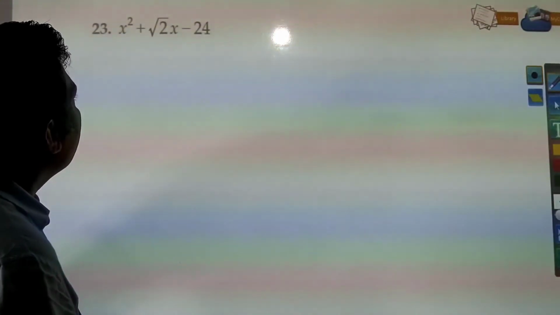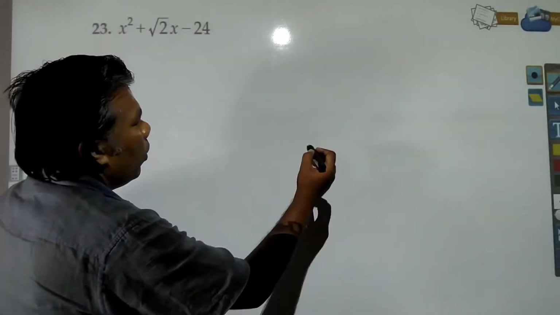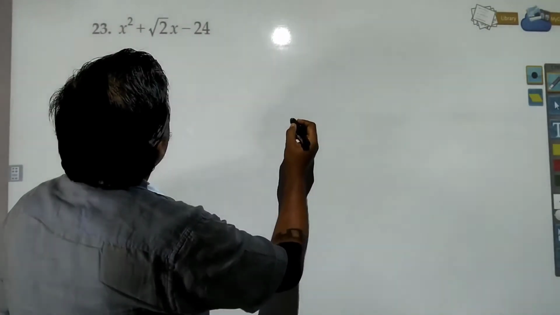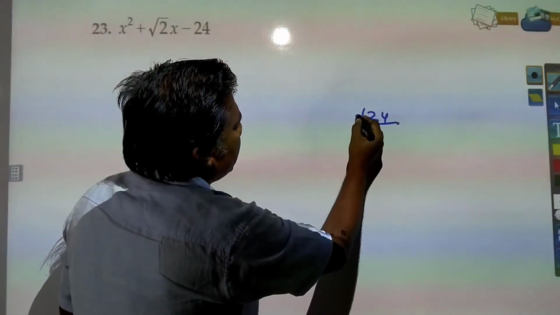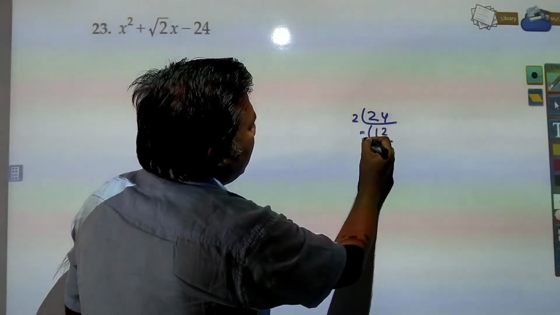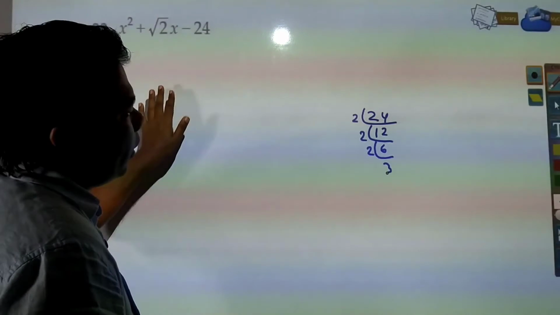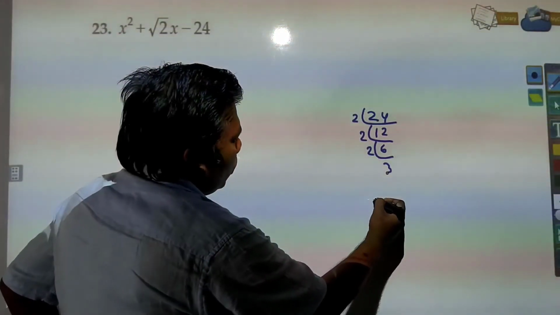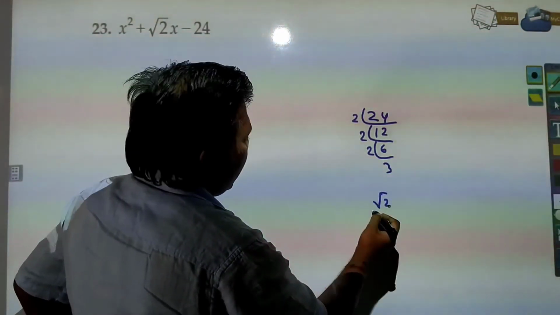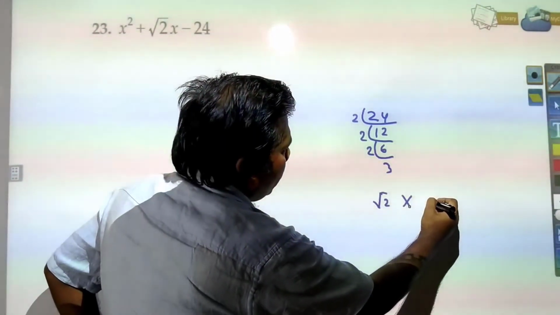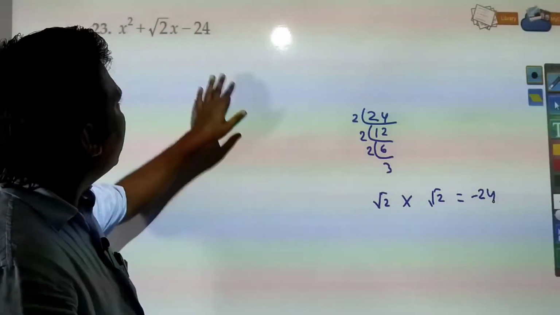Next you see, similar question is there, nothing is required to be done, only it is required to be split. 24, if you are factorizing this, 2 1 is 2, 2 2 is 4, 2 6 is 12 and 2 3 is 6. Root 2x you have. So now root 2x means some again plus root 2 you have, it is required to be multiplied in this way, so that you should get minus 24 as a result.